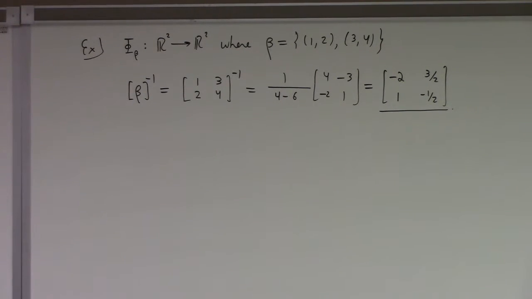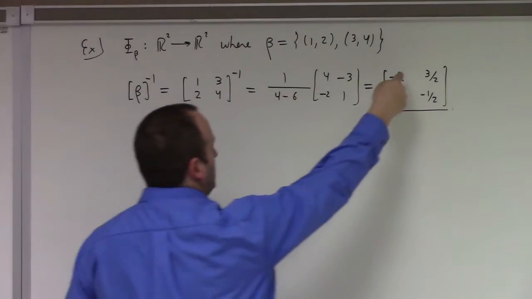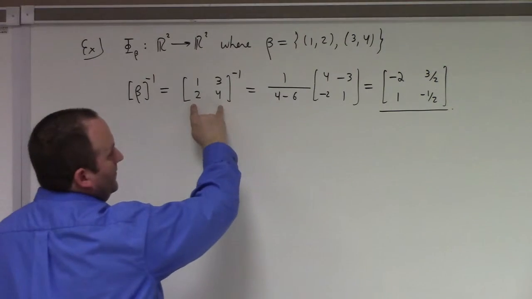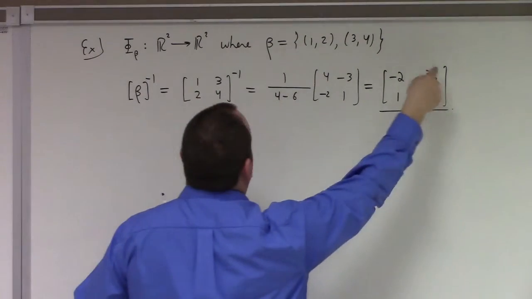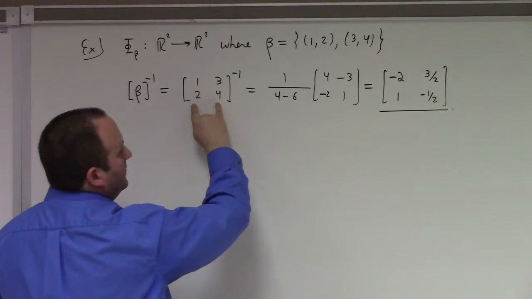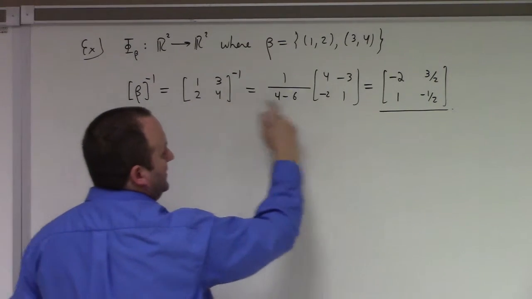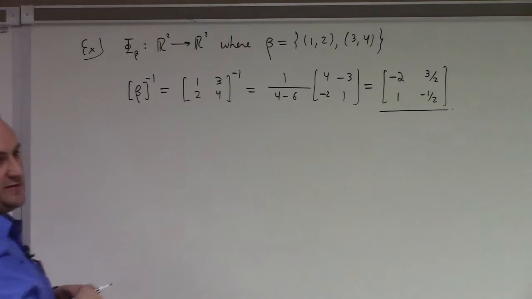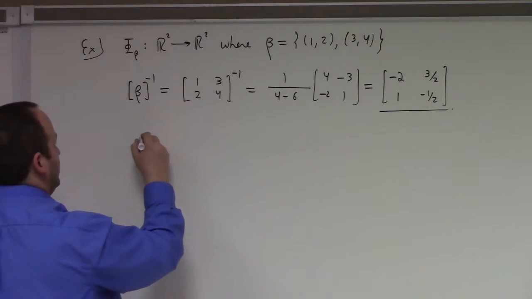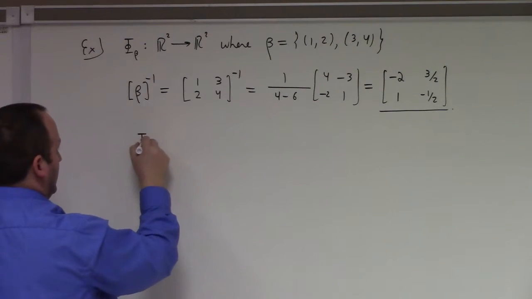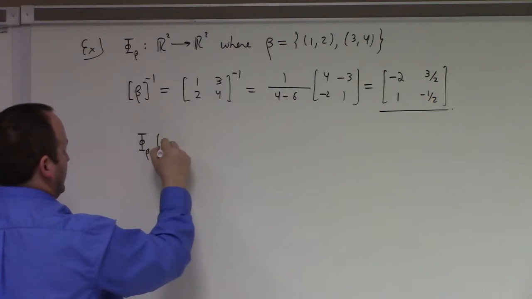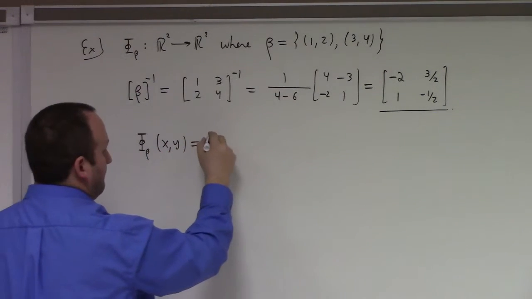We could check. Multiply this matrix times that. I get minus 2 plus 3 is 1. I get minus 4 plus 4 is 0. 3 halves minus 3 halves, 0. 2, 3 minus 2 is 1. Yep, multiply this times this, you get the identity matrix. We remembered the formula. Great. So then, if I look at the coordinates of x and y, what are they?